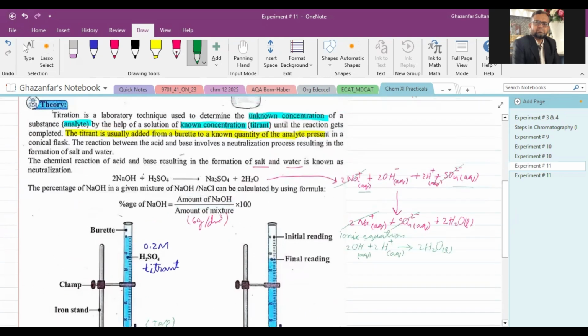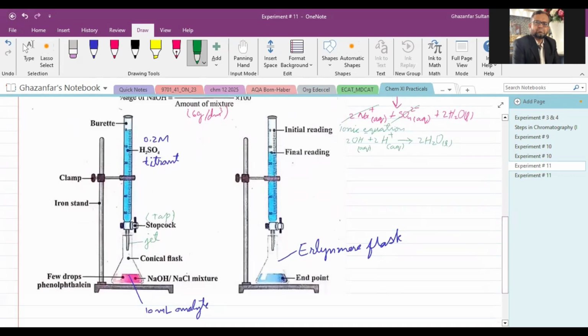Remember that 1 mark is for theory along with the chemical equation and the formula, and 1 mark is for the procedure that is written on the next page. But you can write the procedure by yourself. You first wash the flask and add 10 ml of the given mixture of sodium hydroxide and sodium chloride, that is called analyte. So we add 10 ml of analyte, 10 ml or 10 centimeter cube are the same thing.